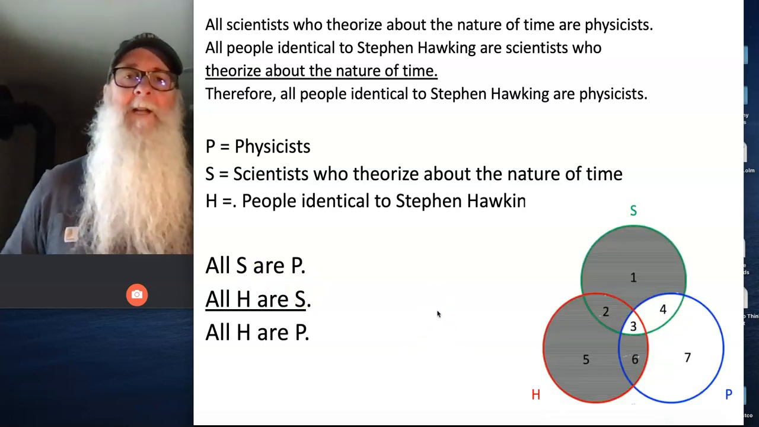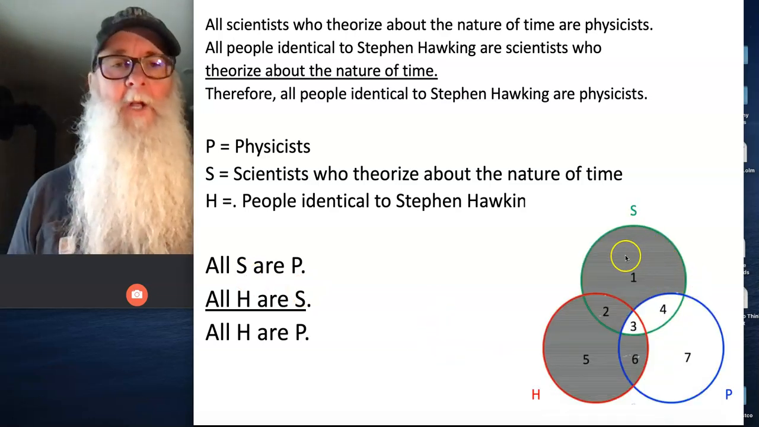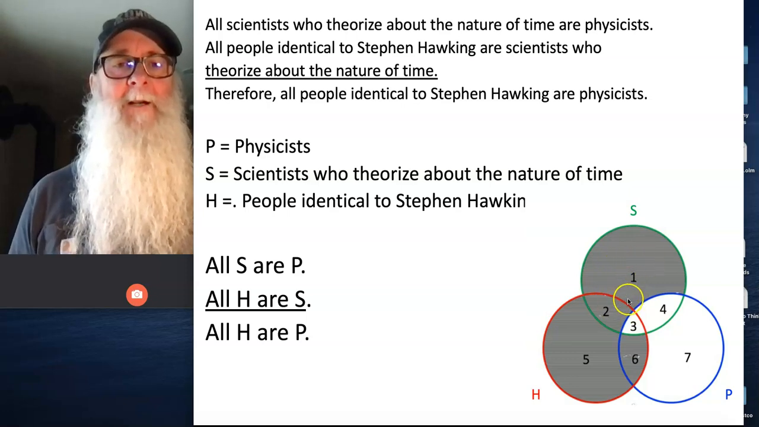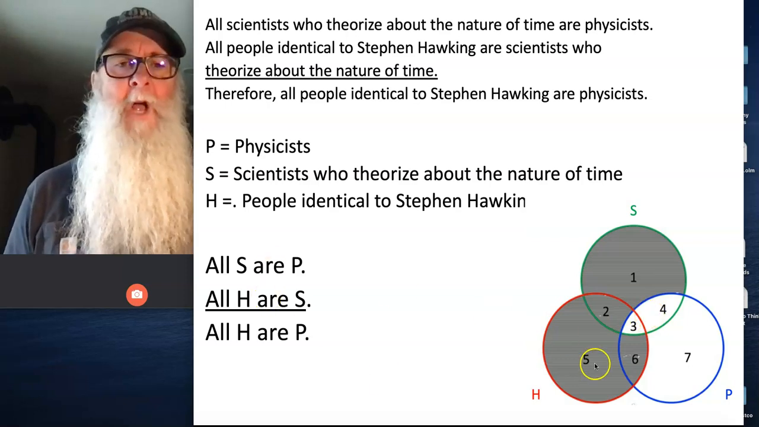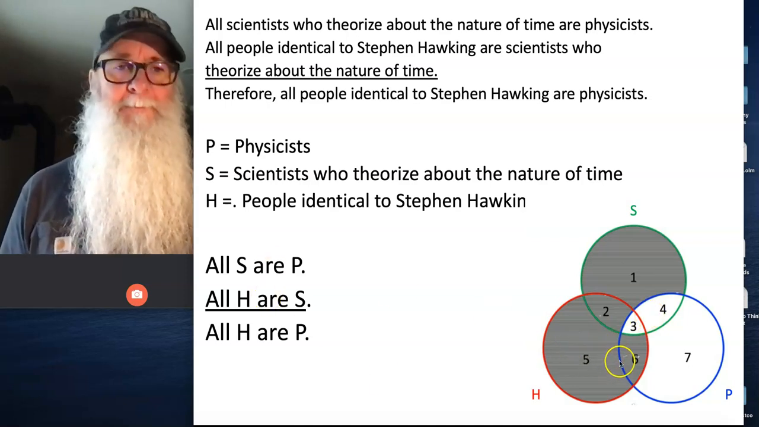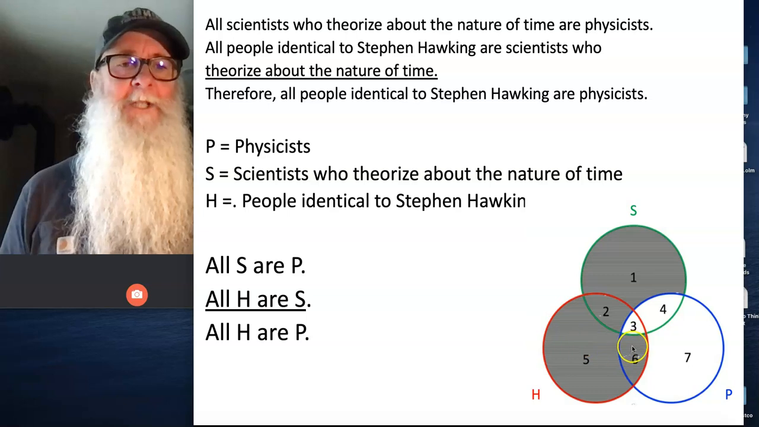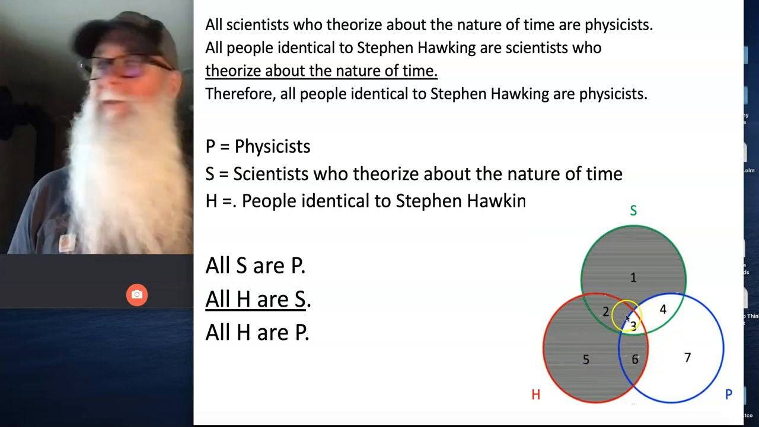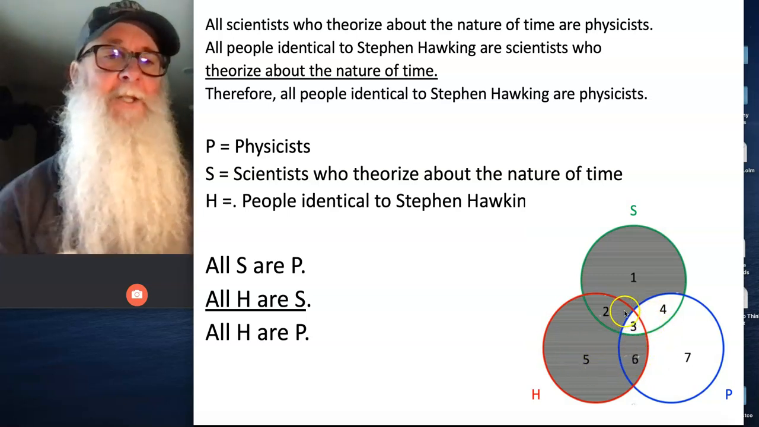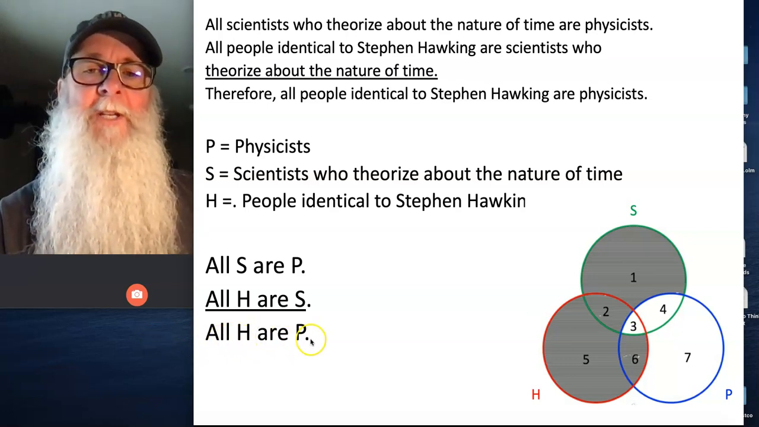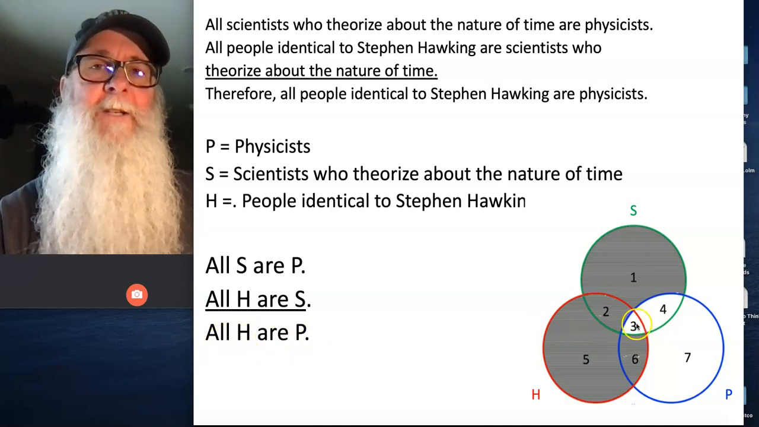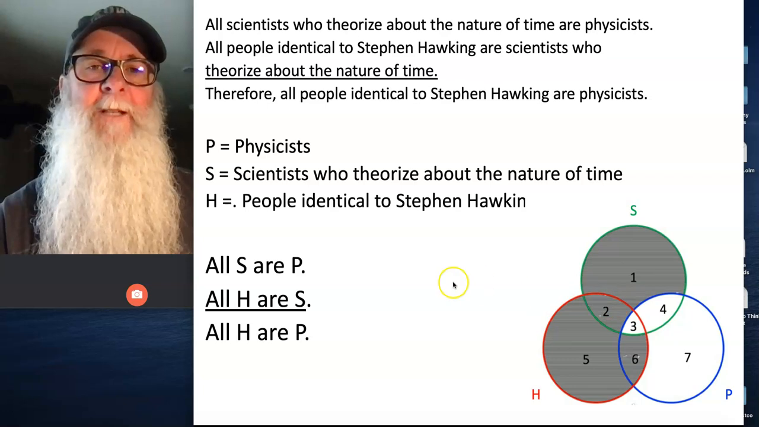When we create a Venn diagram for this argument, it looks like this. All the S's are P's, so all of the S's in areas 1 and 2 have been eliminated, so that all the S's that exist are here in areas 3 and 4. All H's are S's. Therefore, we shade out areas 5 and 6, and that leaves only area 3 where any H's can be. Therefore, all H are P follows as the conclusion to these premises.